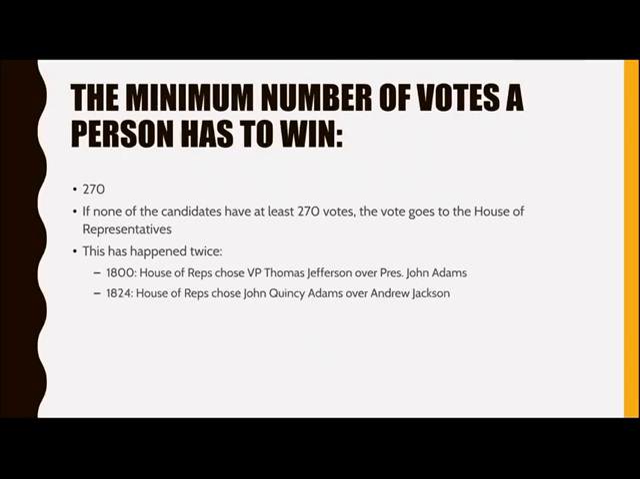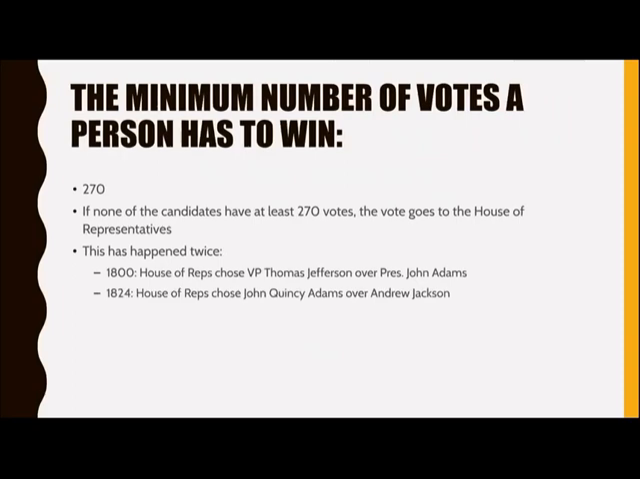If it doesn't have half or more, it wasn't always 270, it wasn't always 538 that were the numbers we were talking about. But if nobody has that many votes, then the House of Representatives gets to decide. So if everybody has less than half of the votes, then the House of Representatives gets to say, okay, we're making the decision here. This happened twice. So in 1800, they chose Thomas Jefferson over John Adams. In 1824, they chose John Quincy Adams over Andrew Jackson.